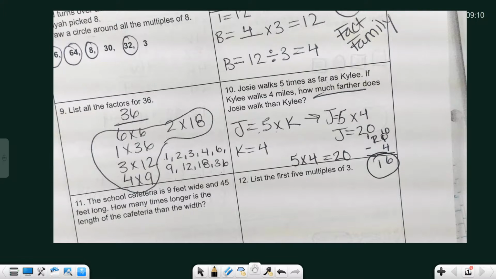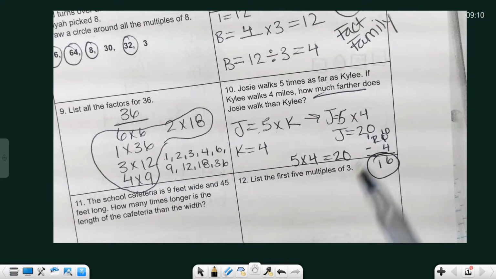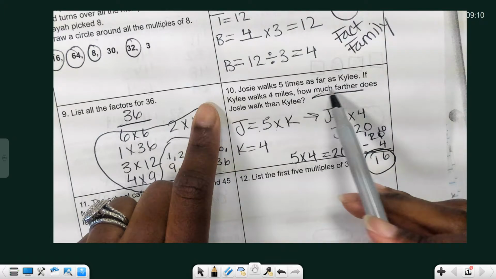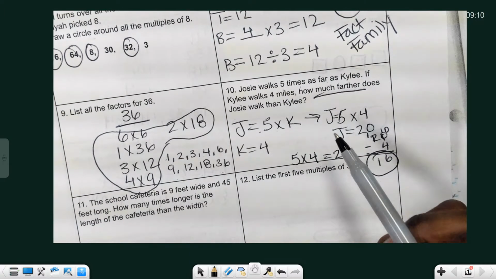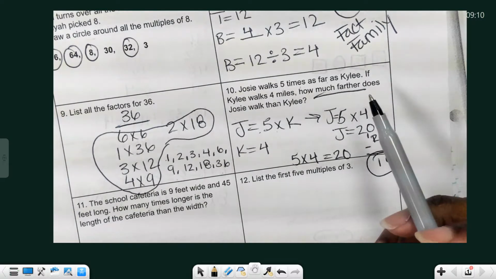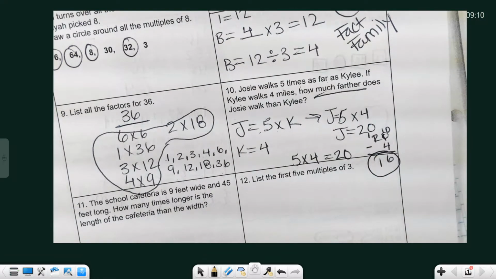So it's a 2-step. You have to multiply, then you have to add or subtract. That one's going to be on there, or something similar to that. So don't let that trip you up. Make sure you read. It's all in the details of the reading. How much farther does Josie walk than Kylie? They didn't just ask you how many times farther. It's how much farther does she walk than Kylie. Any questions about that? No.